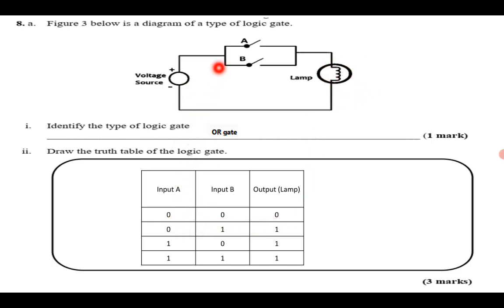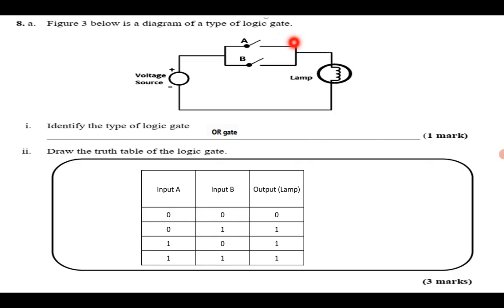But if we leave A open and close B, current will still pass through this path and light the lamp there. So the lamp will light. 1 means the lamp is going to light, to turn on.